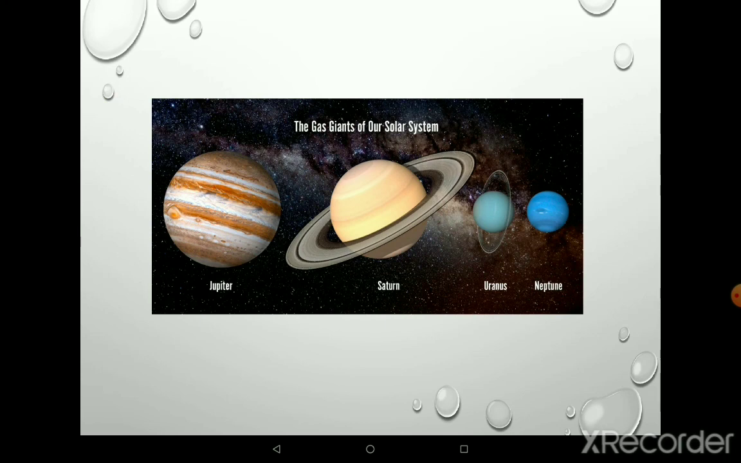Then we have Jupiter, Saturn, Uranus and Neptune. These planets are called the gas giants of our solar system, as they are made up of gaseous and liquid substances.